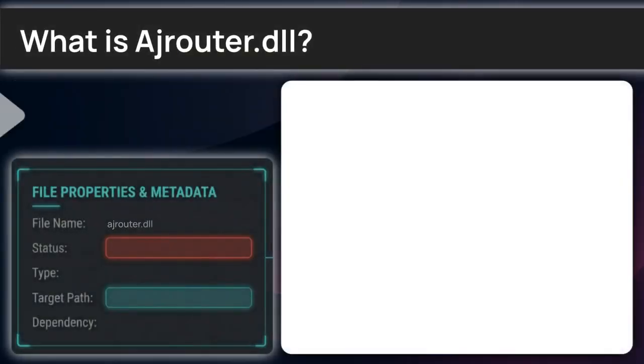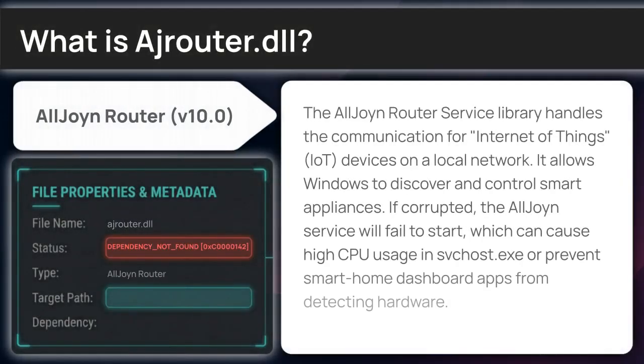This is the AllJoyn Router Service. It handles the communication for Internet of Things, IoT devices on a local network. It allows Windows to discover and control smart appliances. If corrupted, the AllJoyn service will fail to start, which can cause high CPU usage in svchost.exe or prevent smart home dashboard apps from detecting hardware.